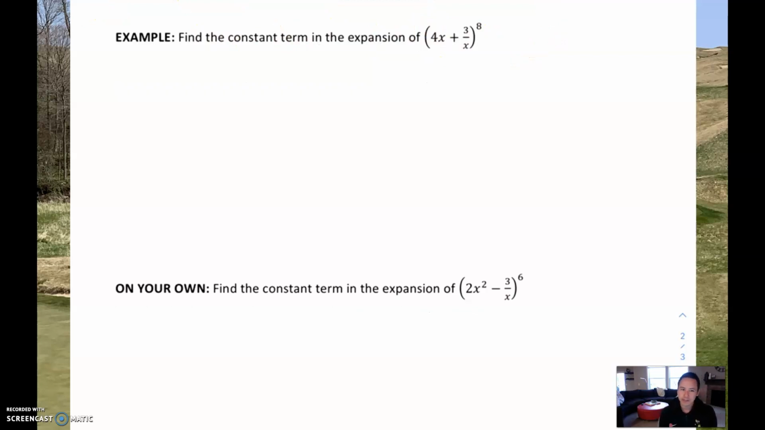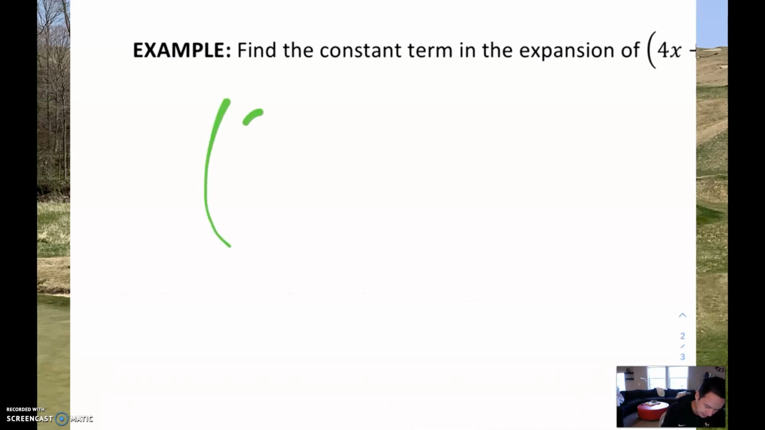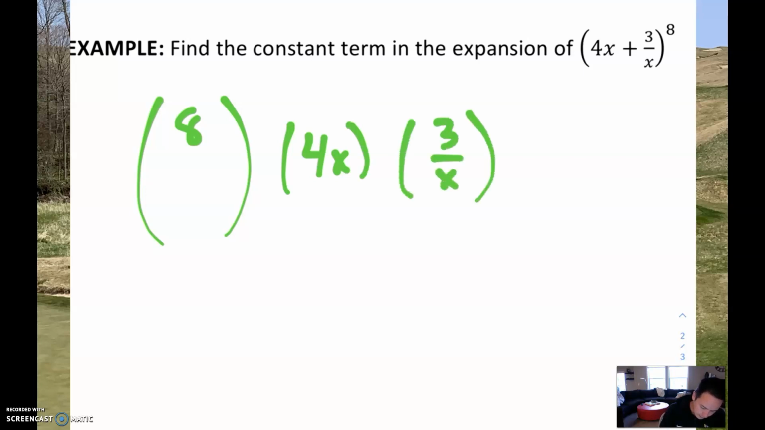Okay, so now the puzzles are going to get a little bit more difficult. The last one was pretty straightforward. This one requires you to think a little bit more. So the next one says find the constant term in this expansion. We have our Pascal's number, which is going to start with an 8. We don't know that bottom one, that's fine. We will have our first term, which is 4x, and our next term, which is 3 over x. And we have to find the constant term.